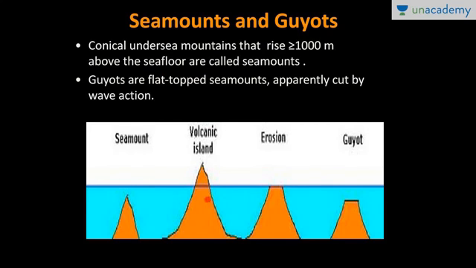Then volcanic islands: if they move above the sea level, then they will lead to the formation of a volcanic island. If the top is eroded and it is flat topped, you can see it here, guyots are flat topped seamounts apparently cut by wave action due to continuous erosion. The top is actually eroded, and it leads to flat topped seamounts, that are known as guyots.